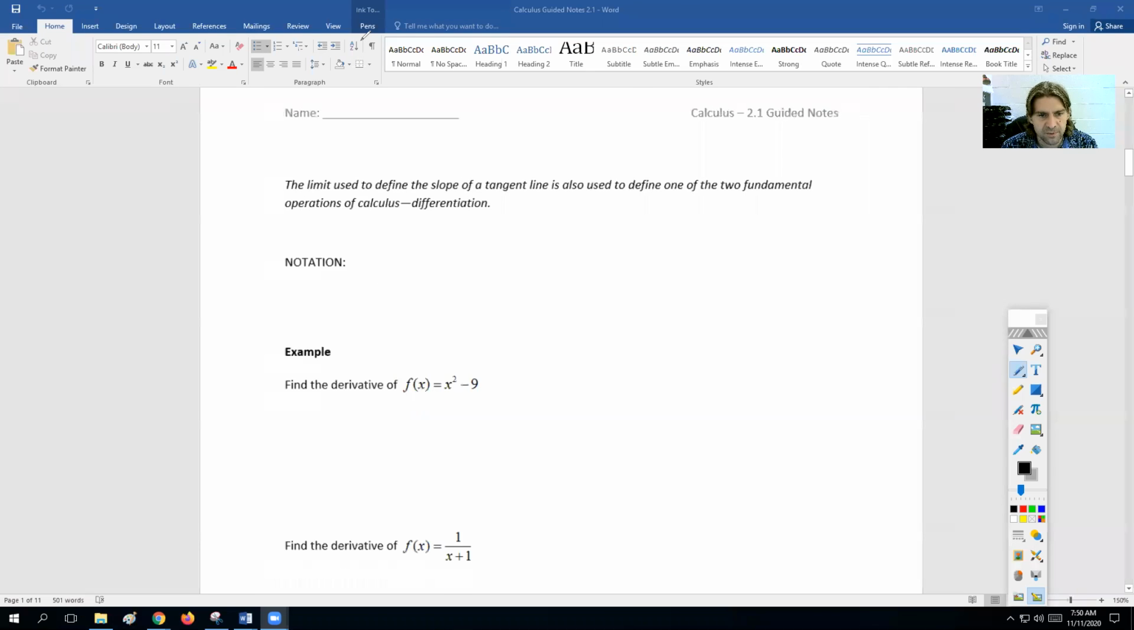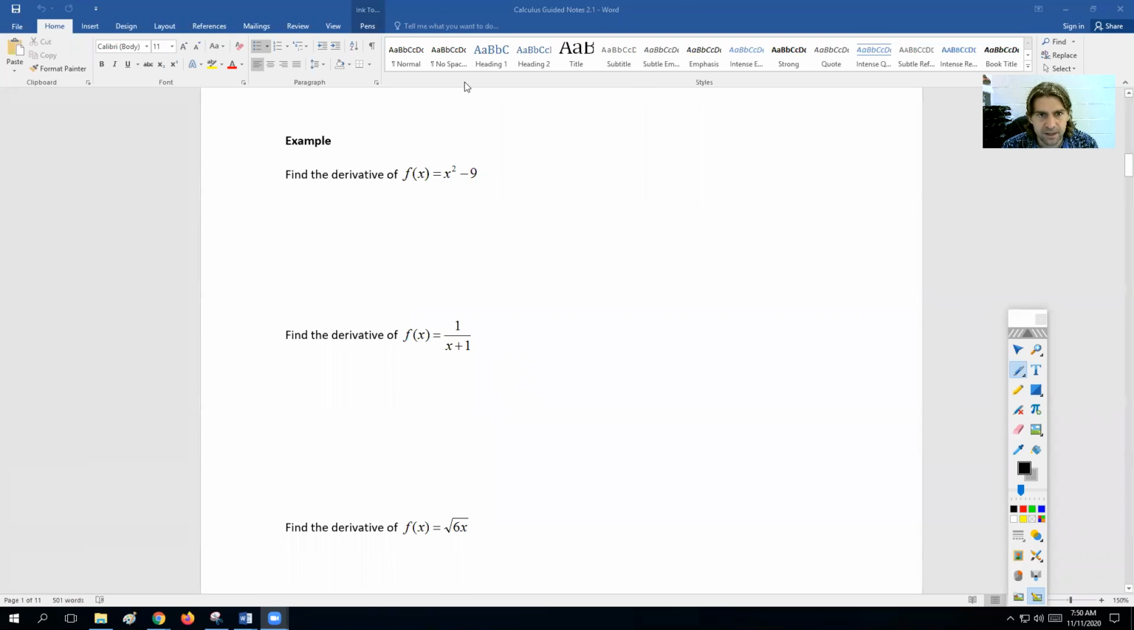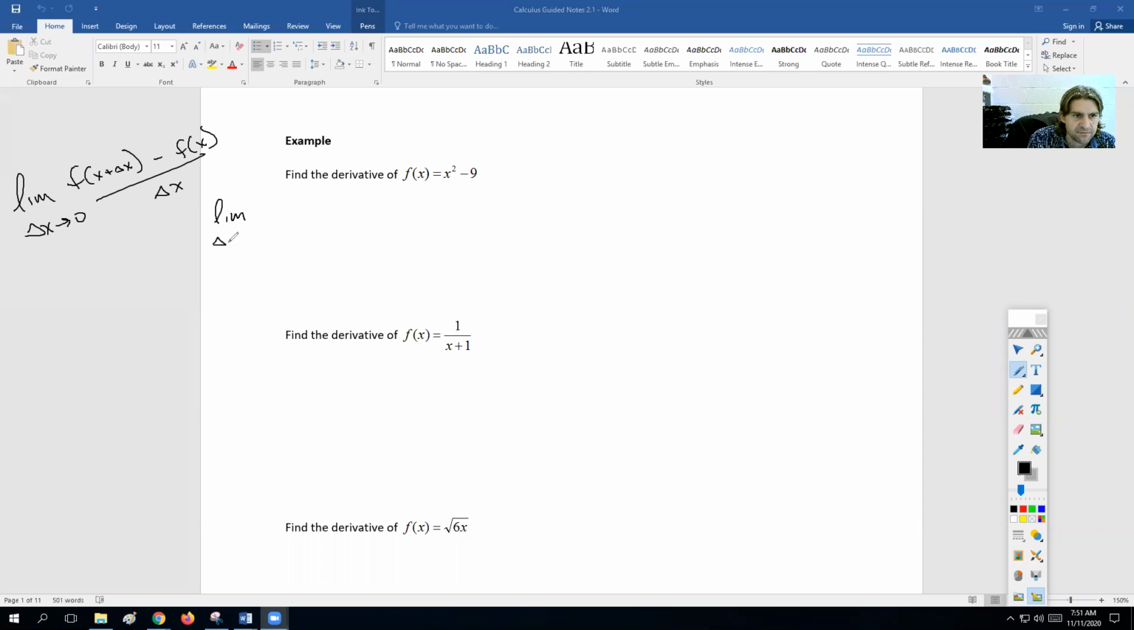I'm trying to zoom up here a little bit, write small if you can. Okay. So every one of these problems, we're going to take the limit as delta x goes towards 0 of f of x plus delta x minus f of x all over delta x. All right, so if I wanted to do f of x plus delta x, we're going to have the limit here. Forgot, we always start with that.